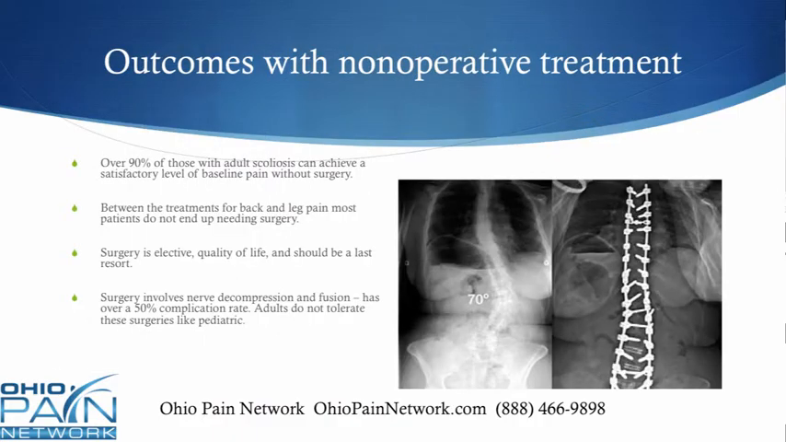What are the outcomes with non-operative treatment? Over 90% of those with adult scoliosis can achieve a satisfactory level of baseline pain without surgery. Most patients don't end up needing surgery. It's an elective quality of life procedure that should be a last resort. Surgery is going to involve decompression of the nerves that are being pinched along with fusion of a significant amount of levels. Very high complication rates, over 50%. This is going to be anything from some slight wound drainage up to a blood clot with a pulmonary embolus, anything from hardware breaking. And the rehab for these procedures is anywhere from 6 to 12 months. Adults simply do not tolerate scoliosis procedures like you do when you're an adolescent.